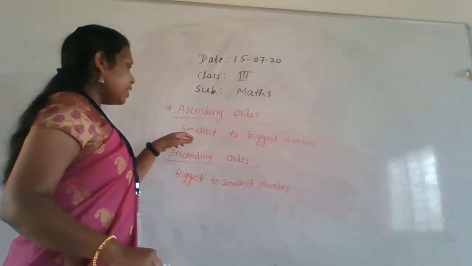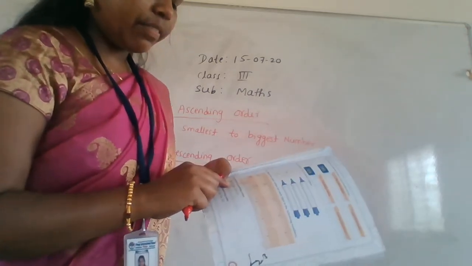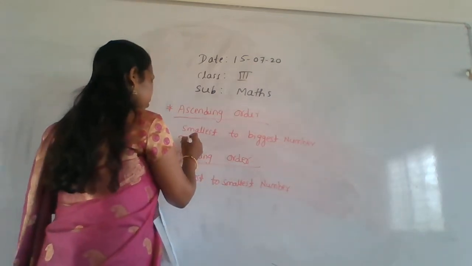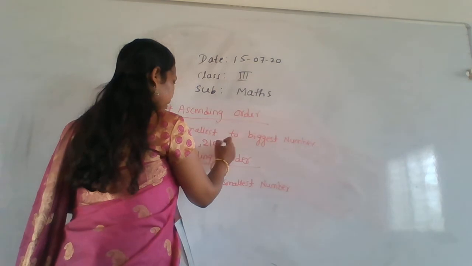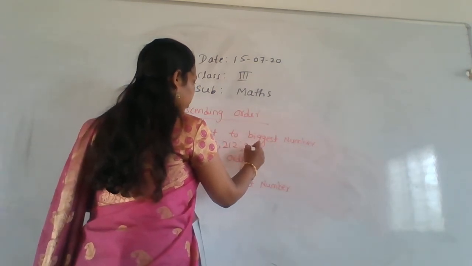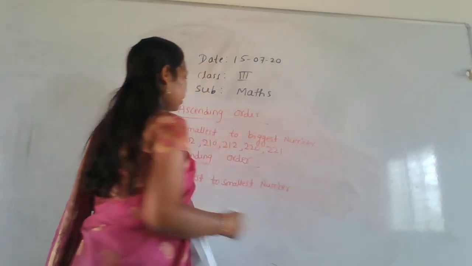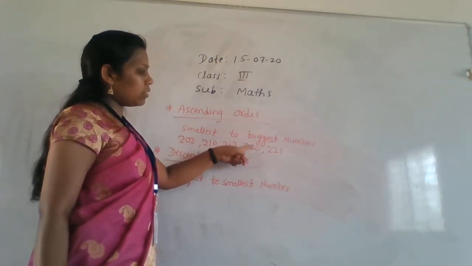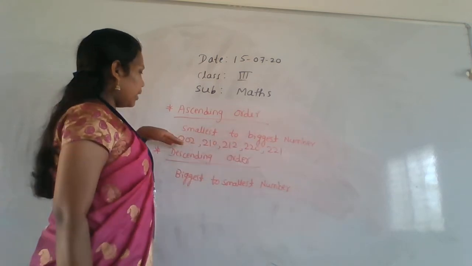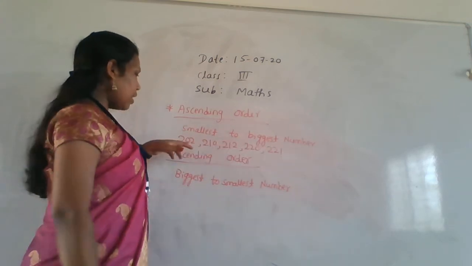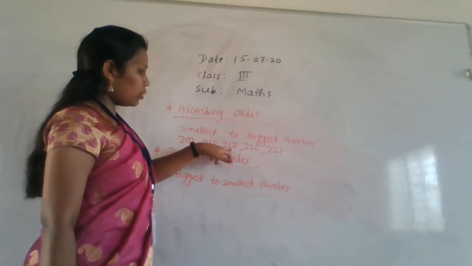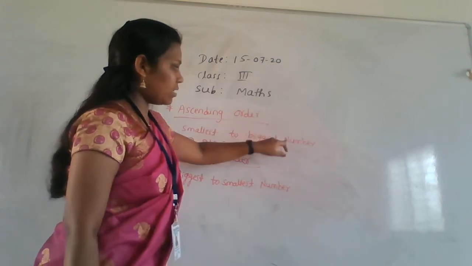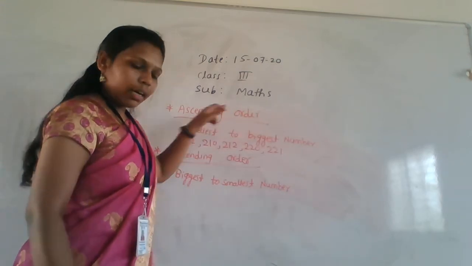First you have to write the smallest number. Which is the smallest number they have given here? 202. So first number is 202. Next number is what? 210. After that 212. After that 220. After that 221. See here, this is smaller than this. This is smaller than this. This is smaller than this. This is smaller than this. So it is an increasing order. Smallest to biggest number, that is called the ascending order.